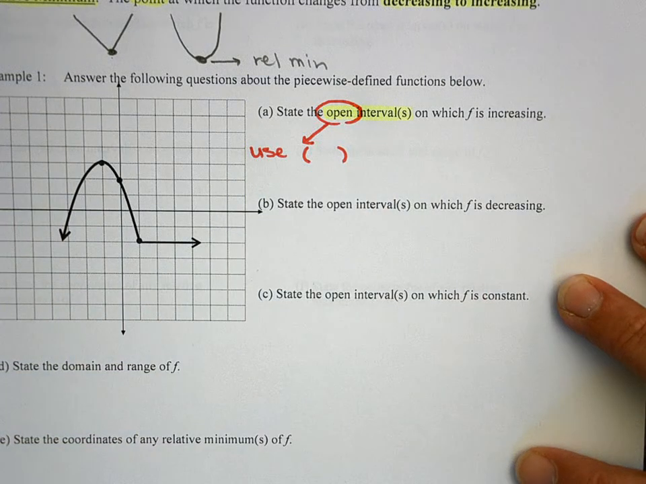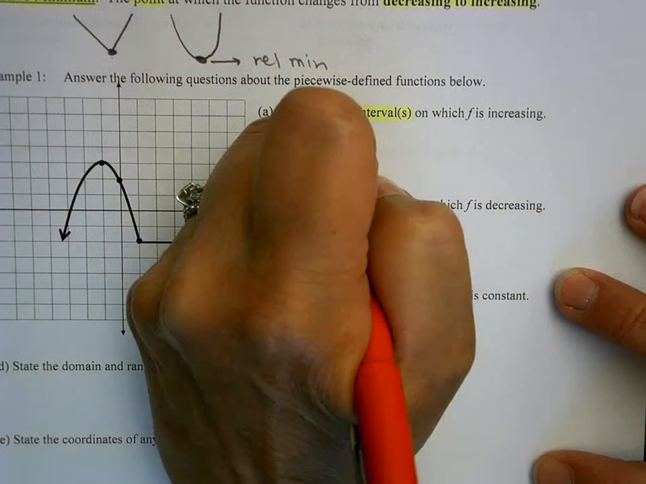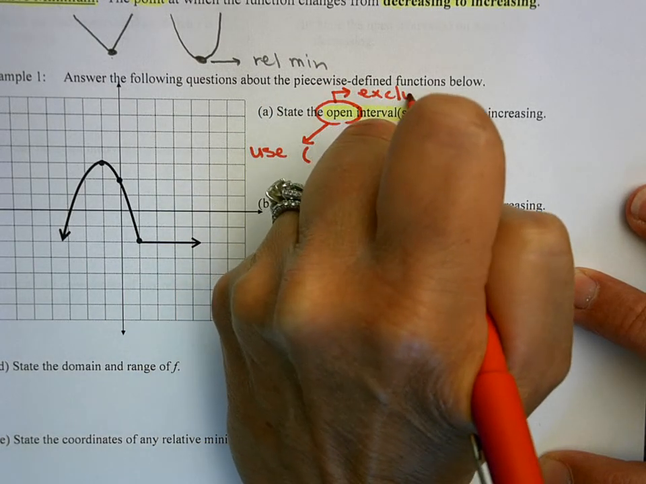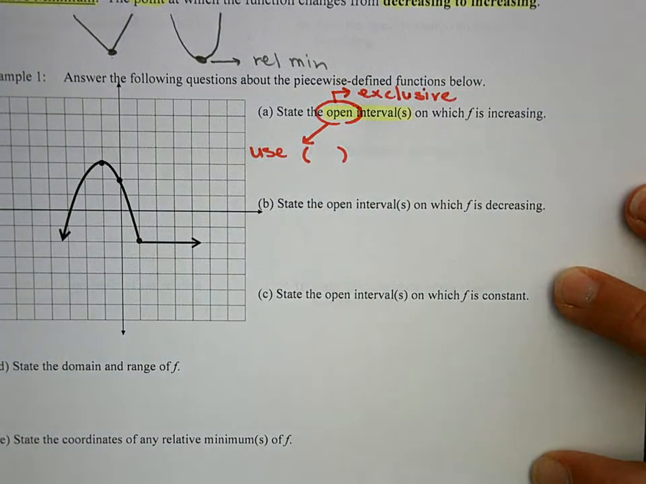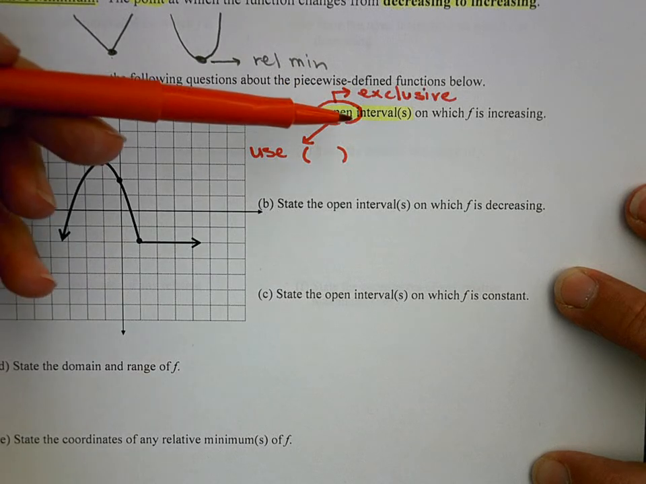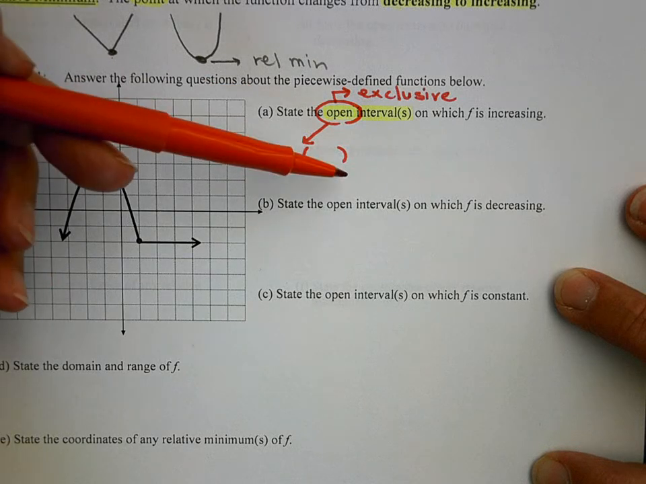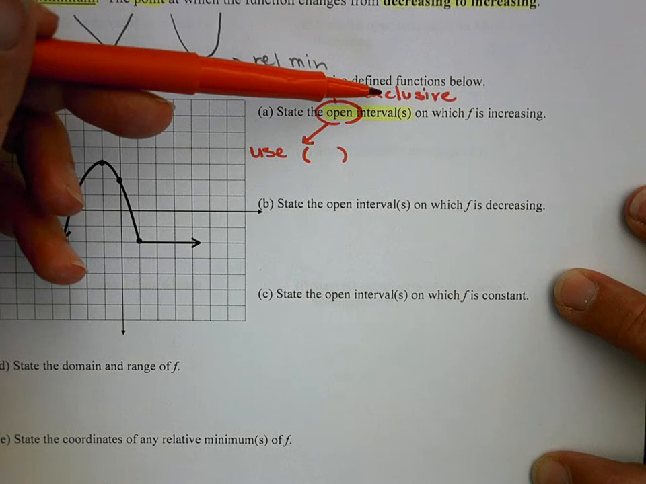And we are using parentheses, so open meaning it is exclusive, excluding the endpoints. So whenever we say to use open intervals, we will be using parentheses to define it. And then again, open meaning we are excluding the endpoints.